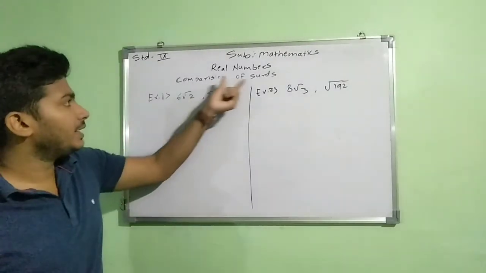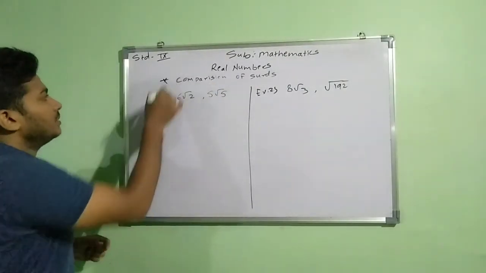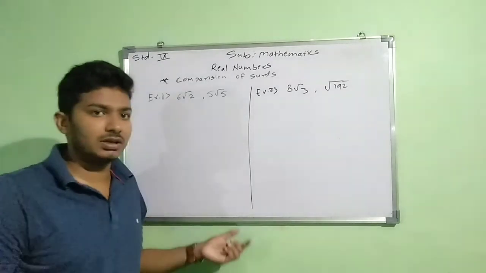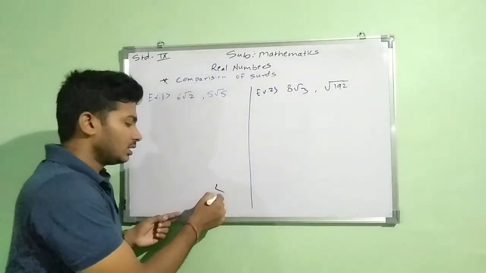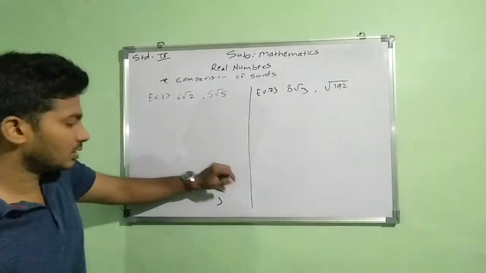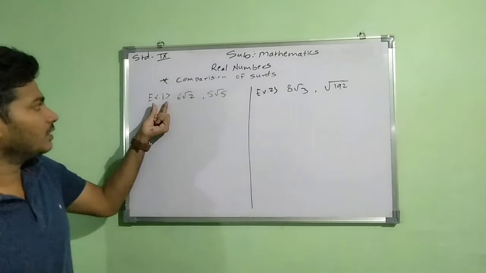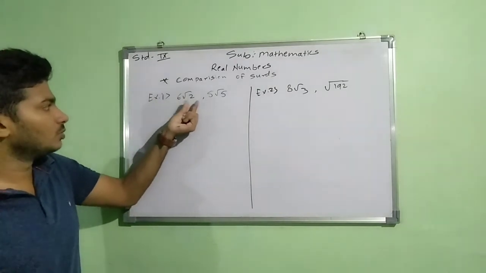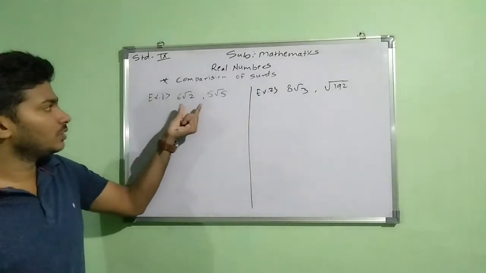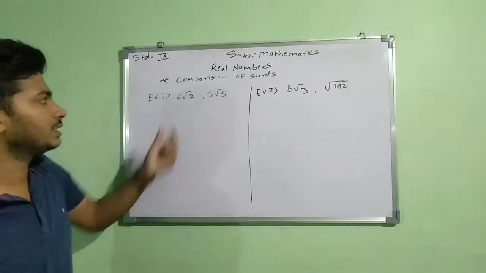So now we will see the comparison of surds. Comparison means which one is greater, which one is smaller. So we can compare by using the greater than, less than sign, or equal to. So suppose we have the example 6 square root 2 and 5 square root 5. So we have to compare these numbers.